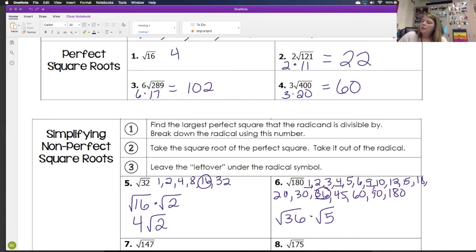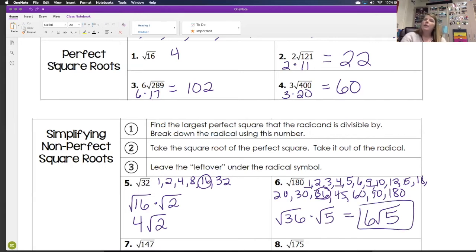And what I can do is take the square root of that perfect piece, which is 6. So my answer would be 6, and then underneath the radical stays the square root of 5. So 6 root 5 would be the answer.